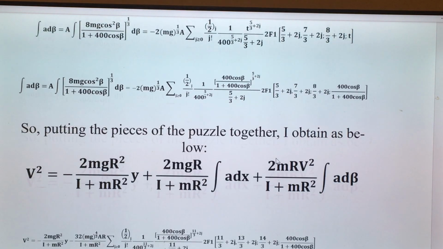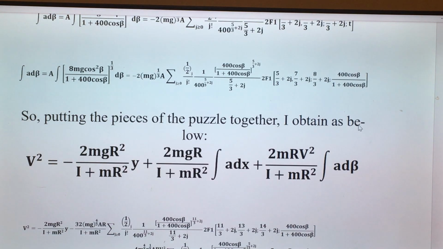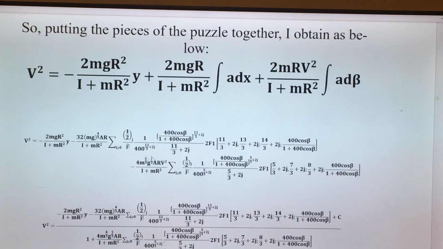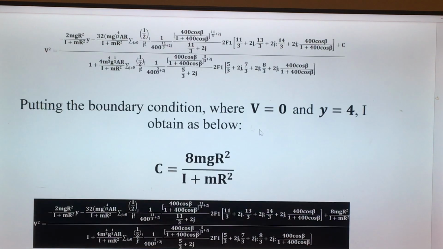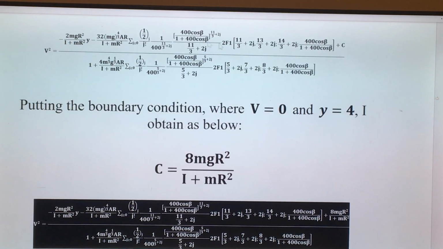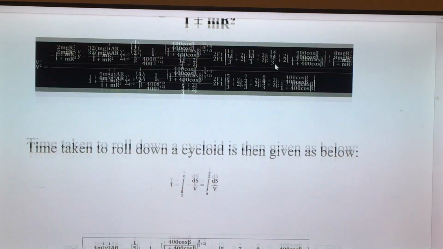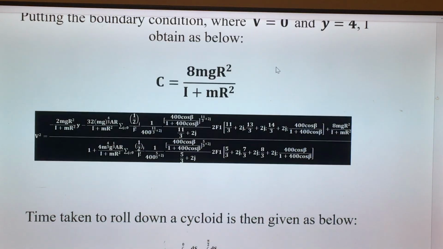So putting the pieces of the puzzle together, I obtain as below. So we had this main equation. When we put everything back, we get this. The original one is this, and these two terms are added. This is the S1 term, S1 beta. This term is a function of beta. Similarly, this term is a function of beta. Only beta is variable here. So this one is S1b.